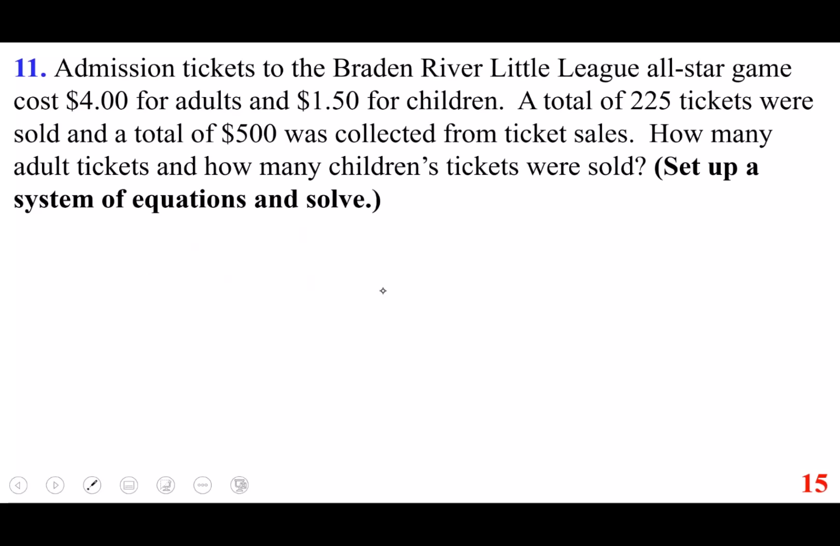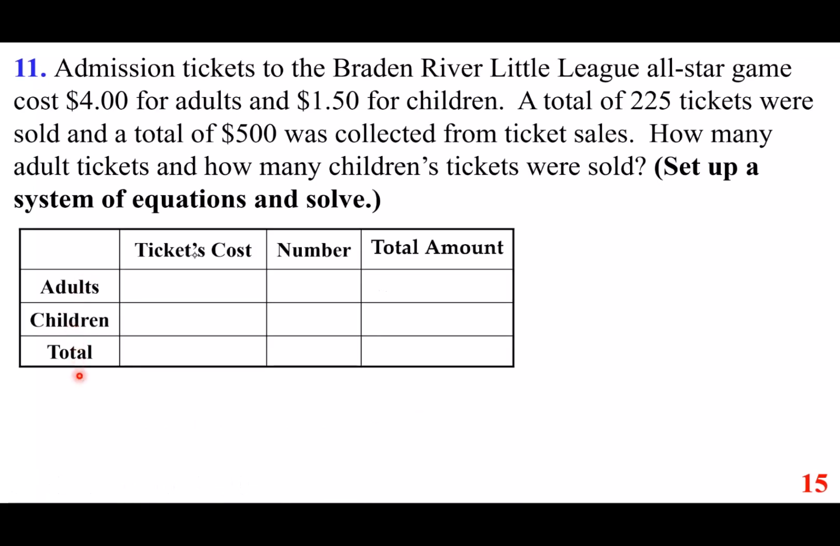Excellent. Again, in essence, you have a mixture problem because the total number of children and adults is given. So you have to set up a table as follows. We have adult, children, total, and the ticket cost: $4 for adults, $1.50 for children. Total of 225 tickets. So this is the number of tickets or number of people. The total is given to be 225.